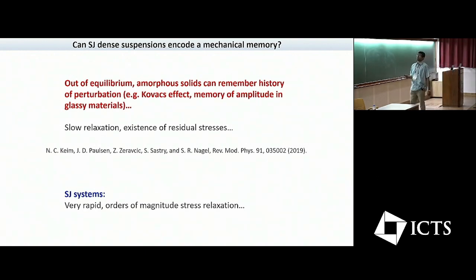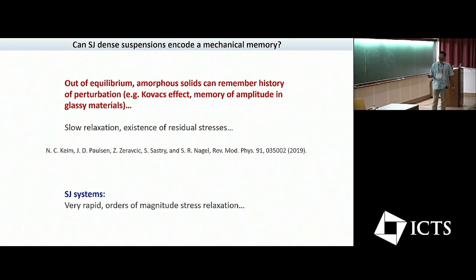Today I'll be telling you about memory formation in these materials. We know that out of equilibrium amorphous solids like glasses show memory effects, like the Kovacs effect and memory of amplitude in glassy material. There is a recent Reviews of Modern Physics paper. However, in glassy material the relaxation processes, such as stress relaxation, are very, very slow. They also have residual stresses, so if you apply a perturbation, stress doesn't go to zero even after a long time.